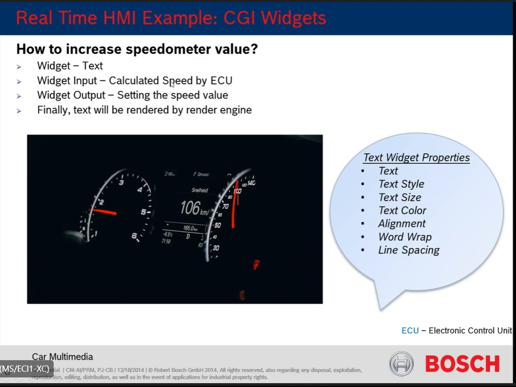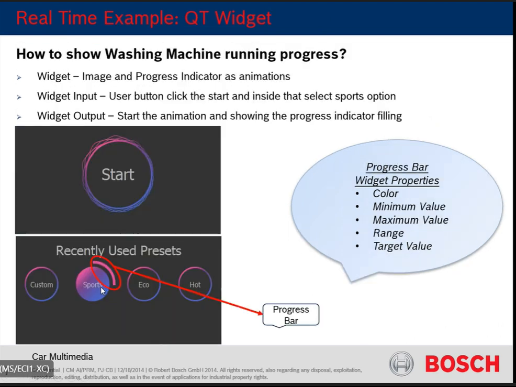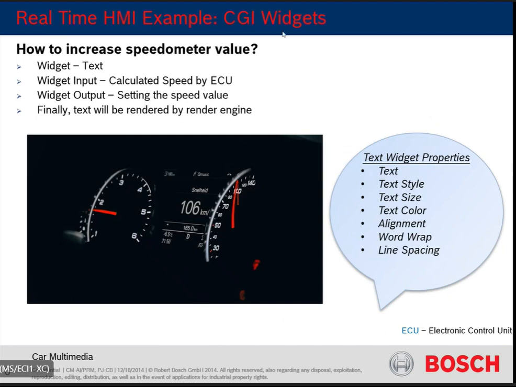Yeah, it's a text calculated speed by the ECU, and through the model we'll receive and set the speed value. It's a widget output, and the text will be rendered by the render engine in the view. Everything here comes under the view part. This is the one which is used in the CGI widget. That means, as I already told, there are so many frameworks available that we can use for our application development. So this is the one framework which is used, called the CGI framework.